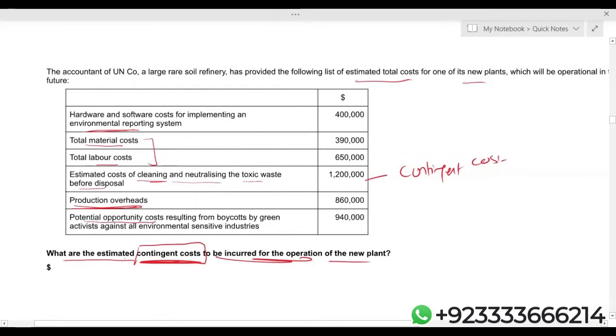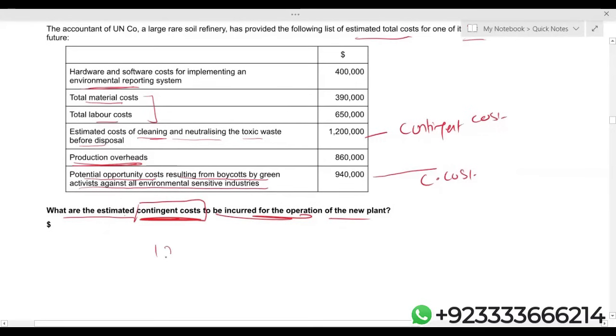Potential opportunity costs resulting from boycott by green activists against all environmentally sensitive industry. Look at this, potential opportunity cost resulting from boycott. I don't know when there's going to be a boycott and everything. Again, contingent cost. But what they are asking is the estimated contingent costs, so you have to add both of them. Can anyone tell us the total quickly? Let me use my calculator. Examiner, they have not given us the option over here. Two, 1, 4, 0 and 000.